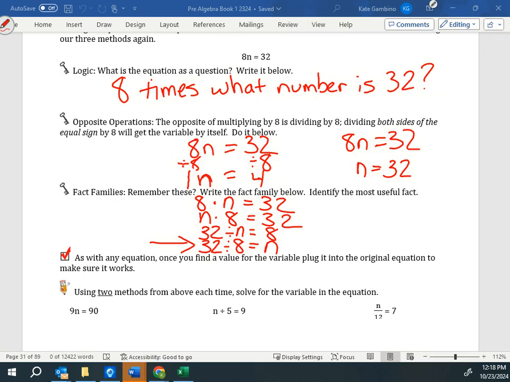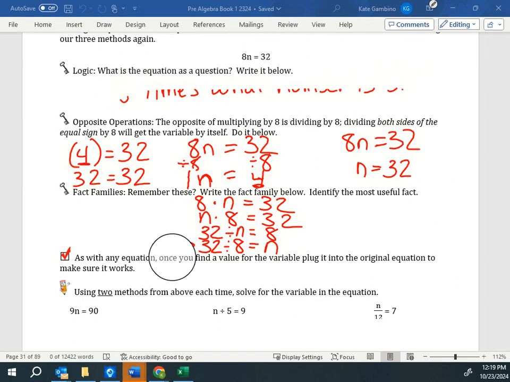So as with any equation, once you find the value for the variable, plug it into the original equation to make sure it works. Okay, so you take that answer, n equals 4. We put 4 back into it, so we say 8 times 4 equals 32. We balance out our equation. Are they equivalent? 32 equals 32? Yes, it's a true equation. So you always take the answer and you put it back into your equation and solve for it. Did I get the right answer? Okay, that's how we check our work.